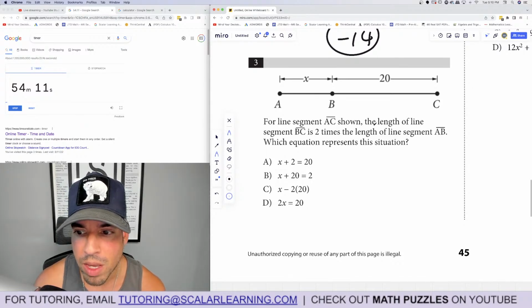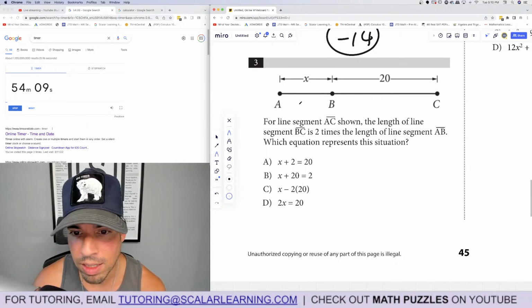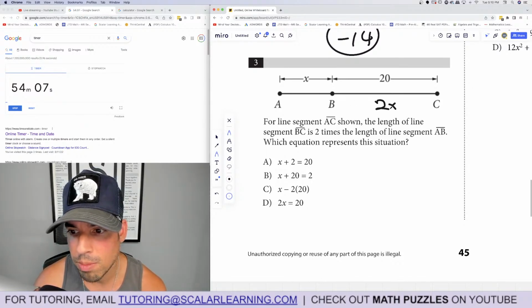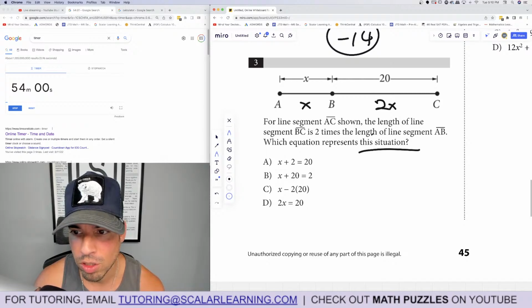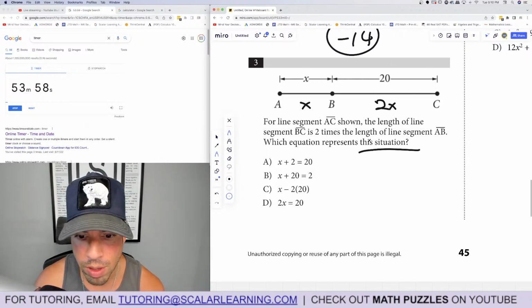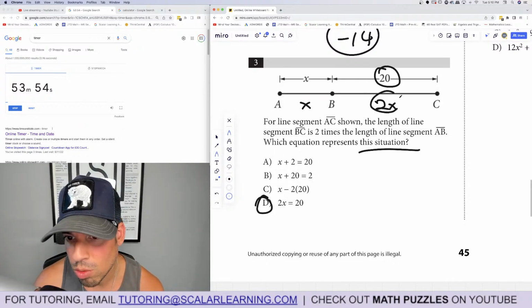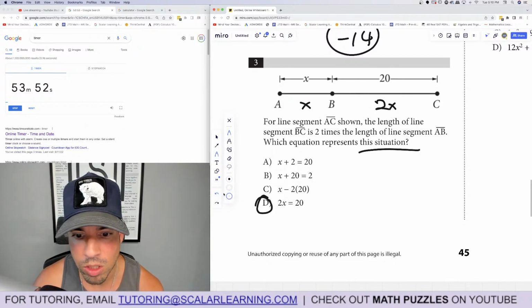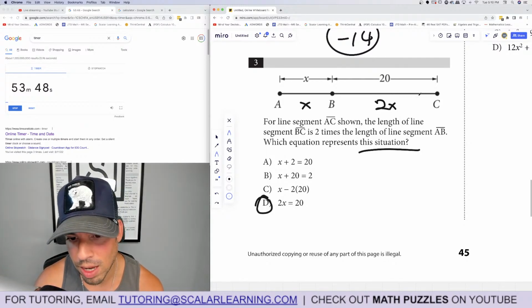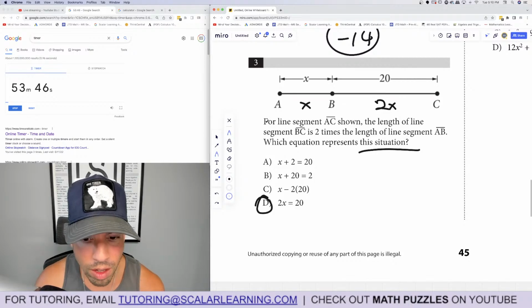AC is shown as 20, and BC is 2 times the length of AB, which means if AB is x, BC is 2x. Which equation represents this situation? So 20 equals 2x? Yeah, this one, D, because look, 20 equals 2x. I think that's all we need, right? Let me just make sure. What, x plus 2 equals 20? No. Obviously, x is 10. It's a weird question.